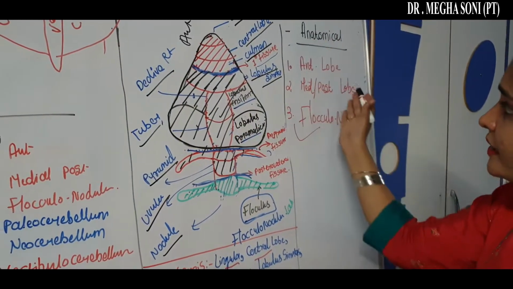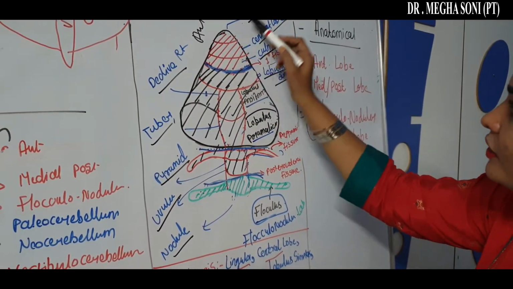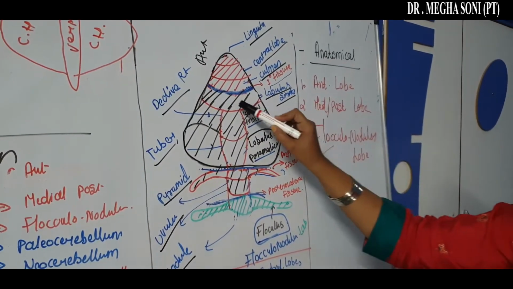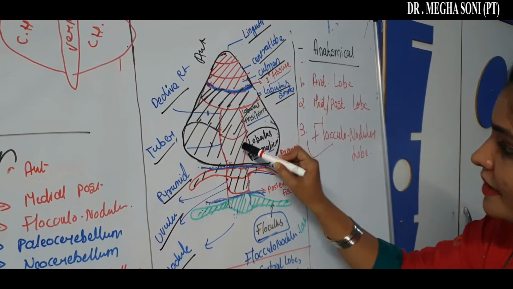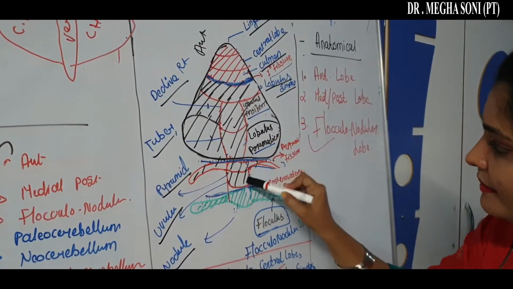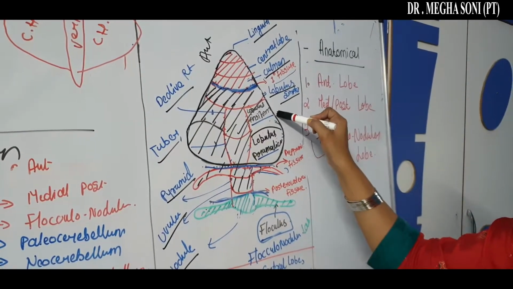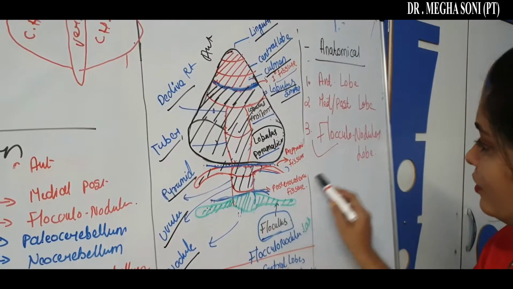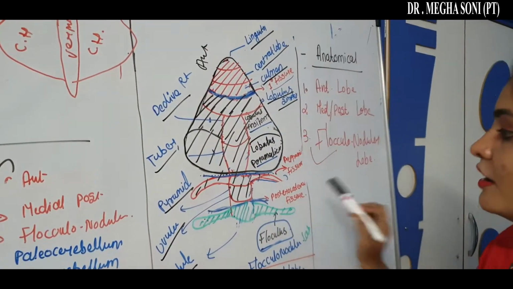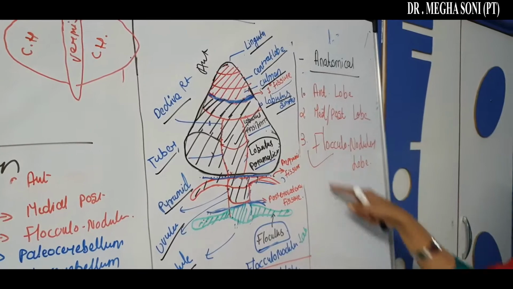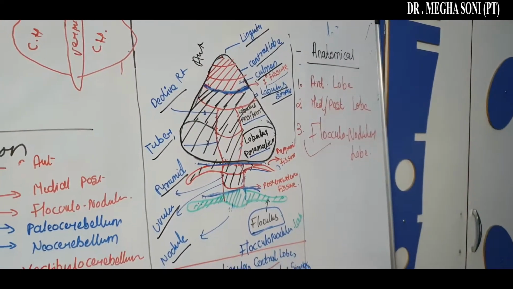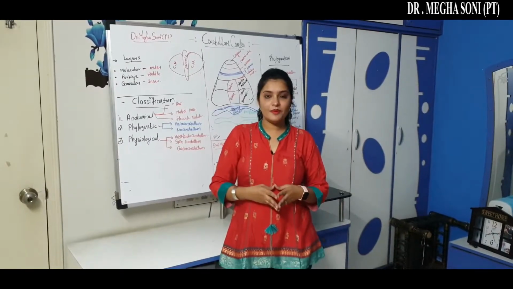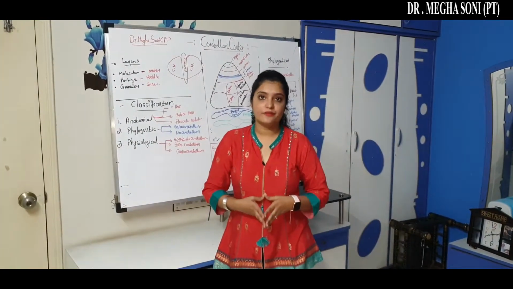So according to anatomical classification, the anterior lobe has lingula, central lobule and culmen. The posterior lobe has lobulus simplex, tuber, pyramid, uvula, paraflocculi, lobulus ensiform and lobulus pyramidal, and the flocculonodular lobe has the nodule and 2 flocculi. Okay, so this is all about the anatomical classification of cerebellar hemisphere. I hope you are clear about it.